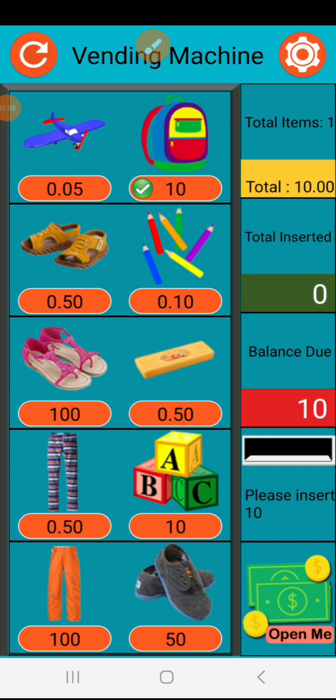How about now? How much do you owe? Because you're at the vending machine, you're going to insert money to get this stuff. You gotta pay for it. You understand? You use the money to pay for it to get it. So how much do you owe right now? Total is $10.